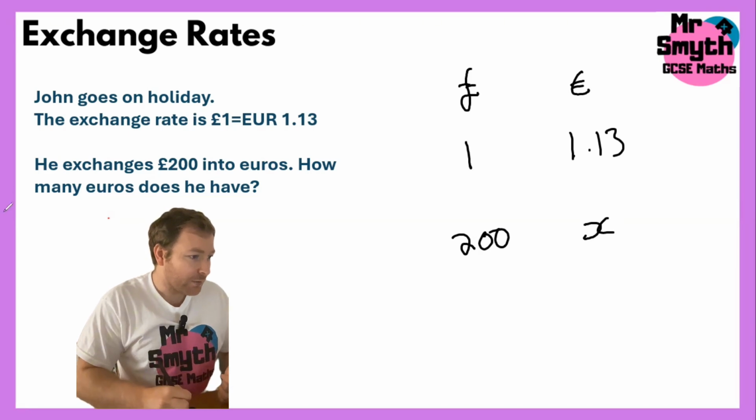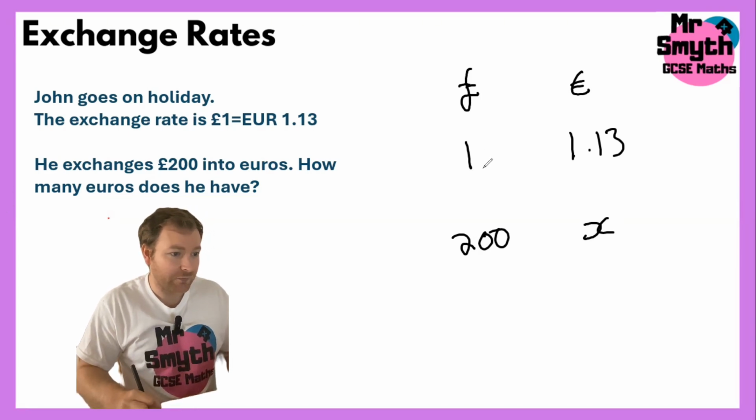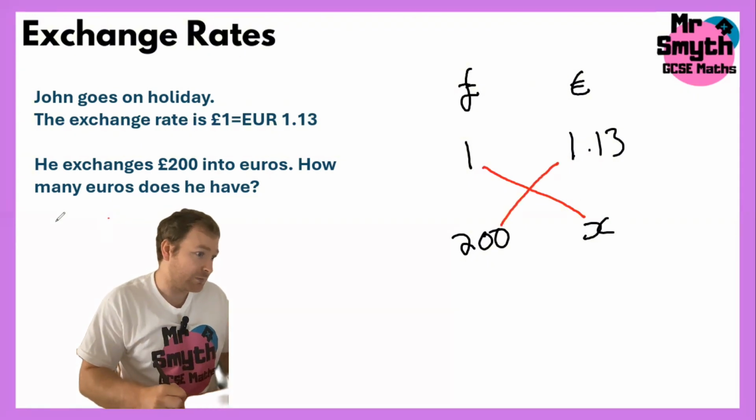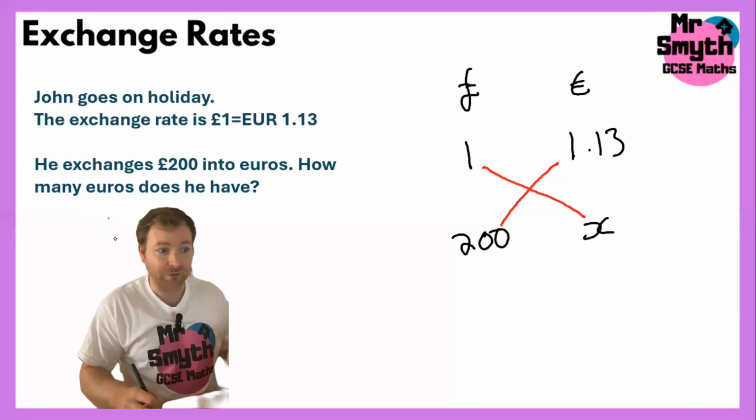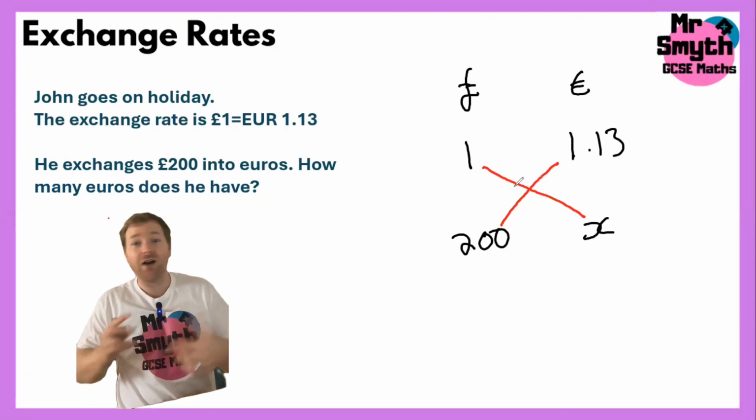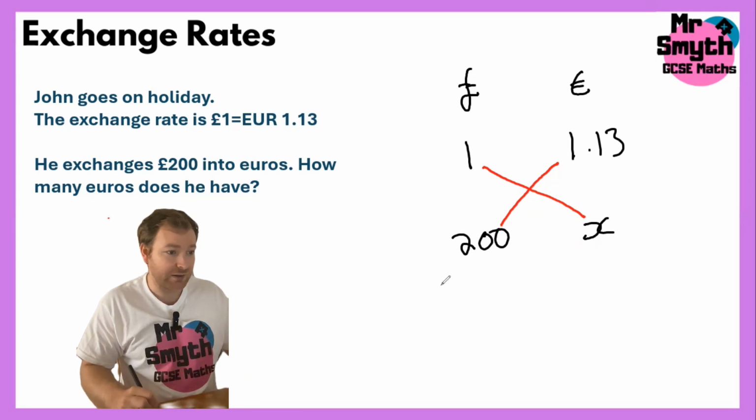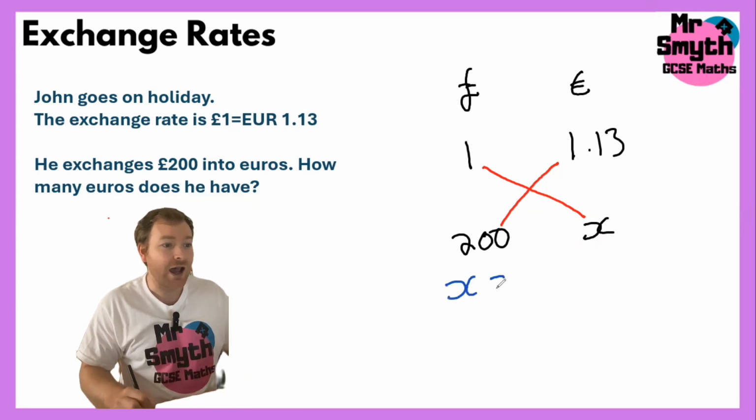So what I'm going to do next is draw a line from 1 to the X and from the 200 to the 1.13. So I'm just going to draw a cross. Now a cross in maths means times, so we're going to do some multiplication. All along the lines, I'm just going to times them. So 1 times X gives me X, and then 200 times by the 1.13.